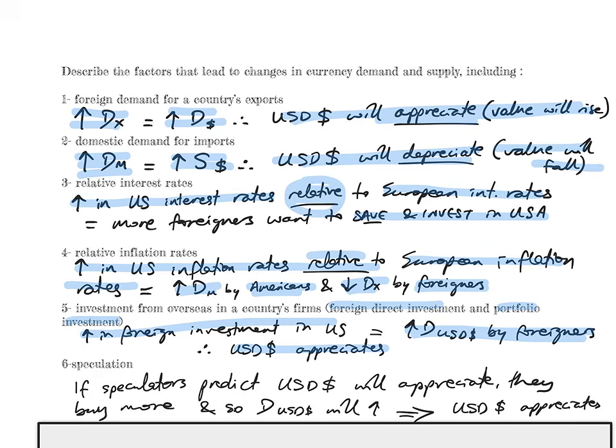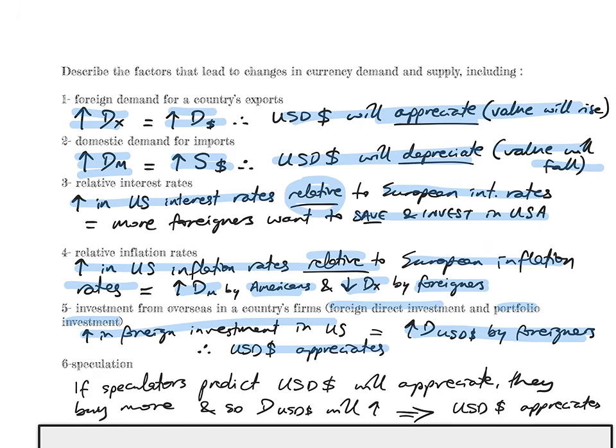The last factor is speculation. If speculators predict that the US dollar will appreciate, they will buy more US dollars. And so the demand for the US dollar will increase and the US dollar will appreciate. Okay, speculators actually have a lot more power than we give them credit for. If they speculate that the value of a currency is going to fall, they start selling it, which increases the supply of that currency and hence causes its value to fall, causes it to depreciate.